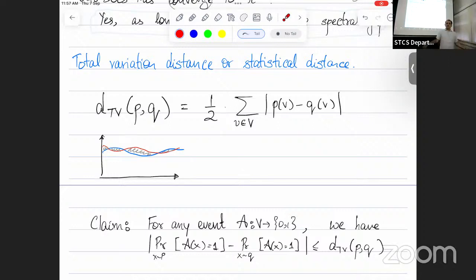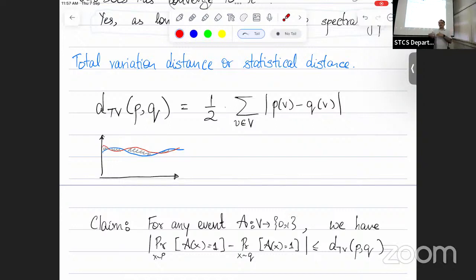Amongst all possible events, how different is the probability of this event being satisfied when you take these two distributions? That is, if you sample X according to P, you can ask the probability of the event being true is something.